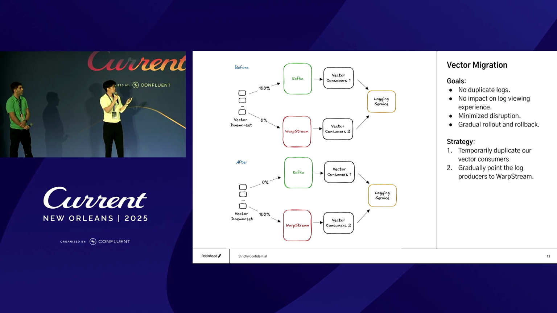So yeah, we did a gradual rollout, as you can see from the before picture. 100% of the logs were going to Kafka, and slowly we dialed that number up to 100% on WarpStream. And that worked out really well for us.